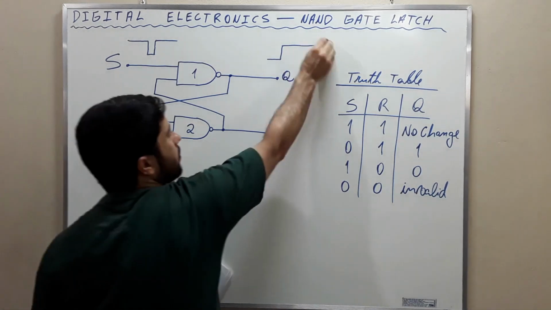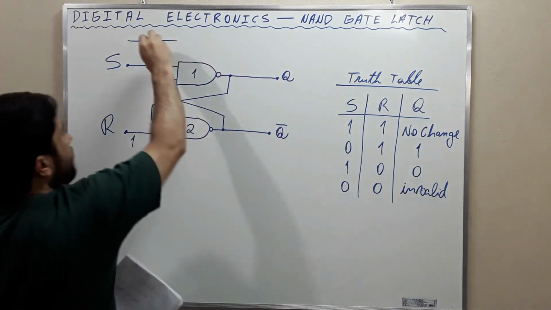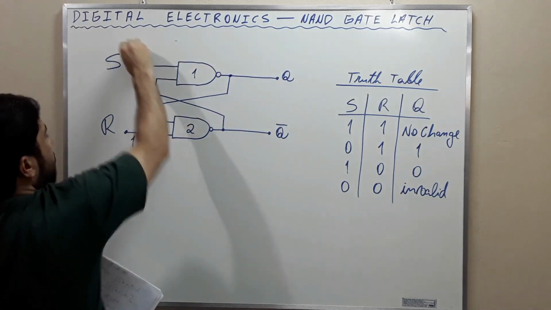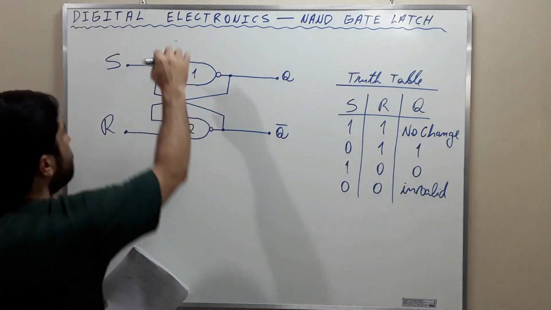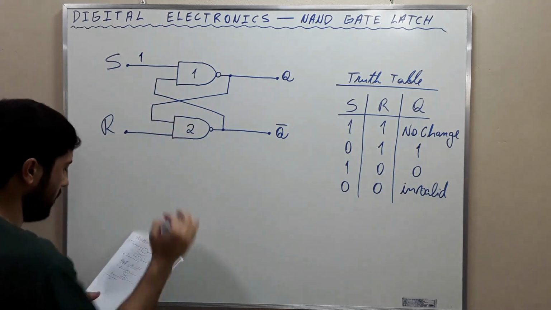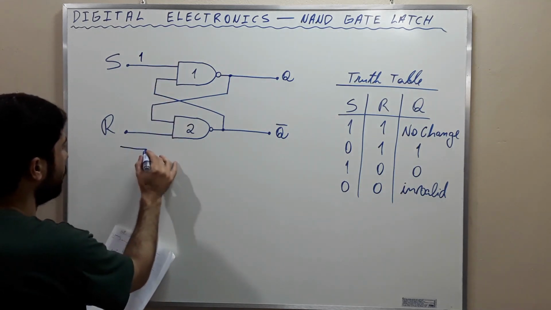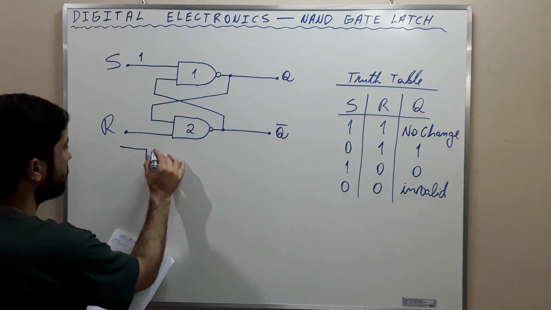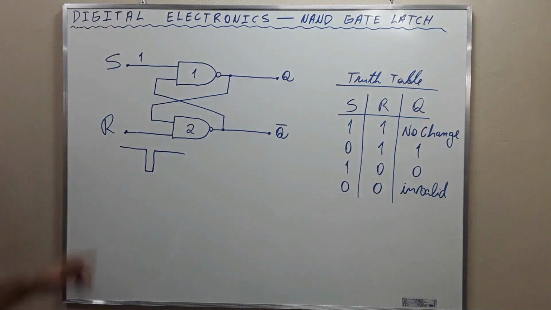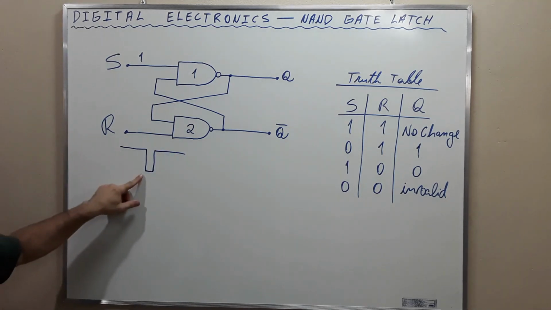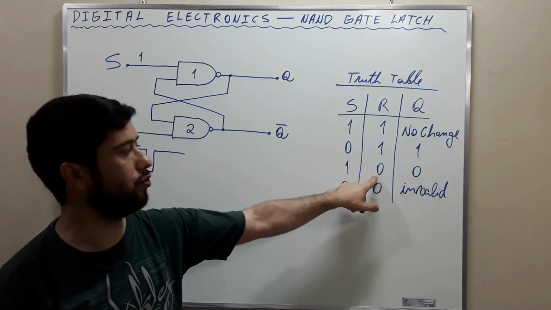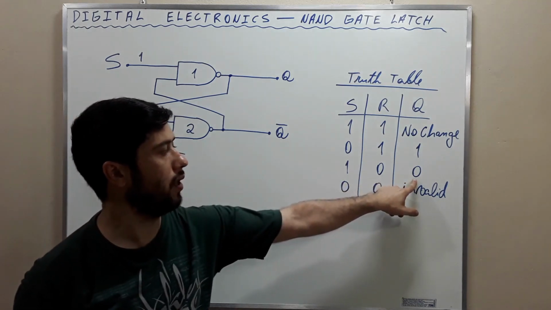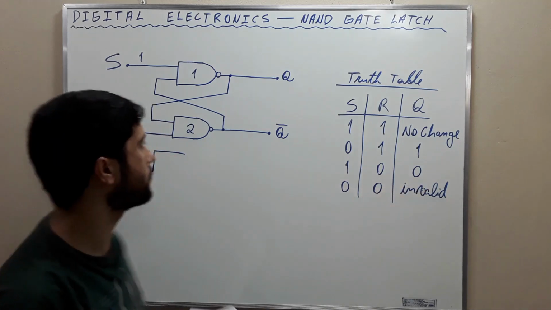Let's reset the latch. To reset the latch, S has to be 1, and here we are going to have a fluctuation from the logical level high to the logical level low, okay? And when this happens, when the reset is low, the output is low too, okay?